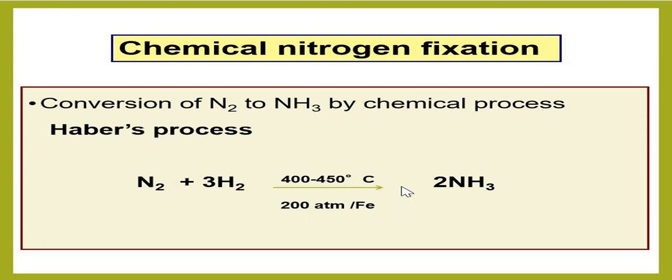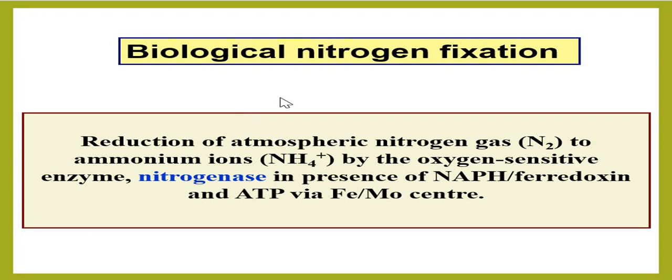So you can see how much energy is required to break the bond between nitrogen and nitrogen in the nitrogen molecule to convert it into NH3. This is an industrial process, and chemically we can fix the nitrogen and convert it into the easily soluble ammonia. But this is a very energy consuming process. So this is a type of non-biological nitrogen fixation.